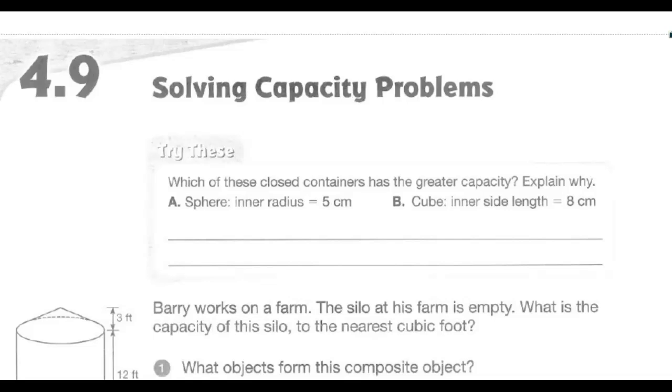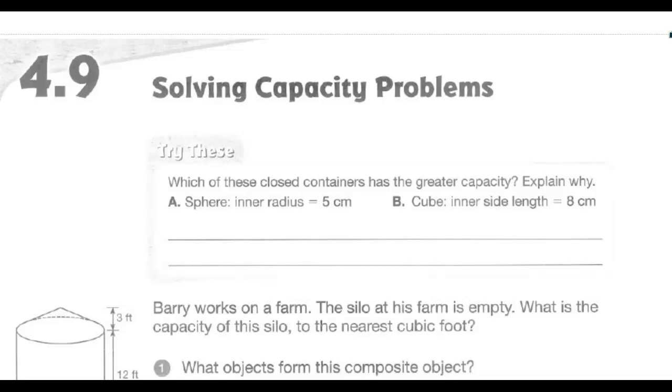Okay, so solving capacity problems. Basically, these are just more calculations of volume, converting to capacity. Maybe there's two shapes that we have to use, that kind of thing. So just more practice. In the try these, it says which of these closed containers has the greatest capacity. So if you're filling them up with liquid, which would hold the most, explain why.